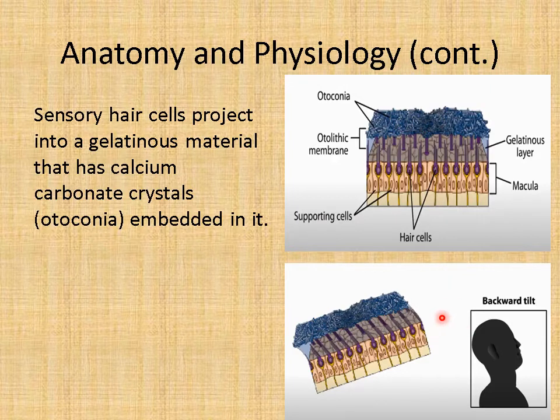Upon head tilting, a backward tilt, there will be a shift in the movement of the otoconia. This will cause movement of the hair cells, movement of the stereocilia either towards the kinocilium or away from the kinocilium, and hence detect the plane of movement that occurred.